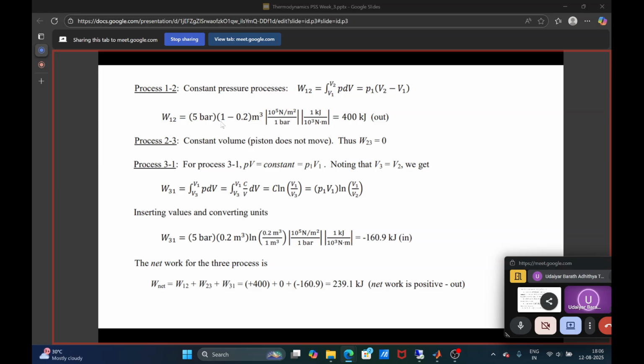So it's an expansion process. So you get work: 5 into 1 minus 0.2 is 400 kilojoules. Since it's positive, that is the net work which is received, or the work the process is generating.